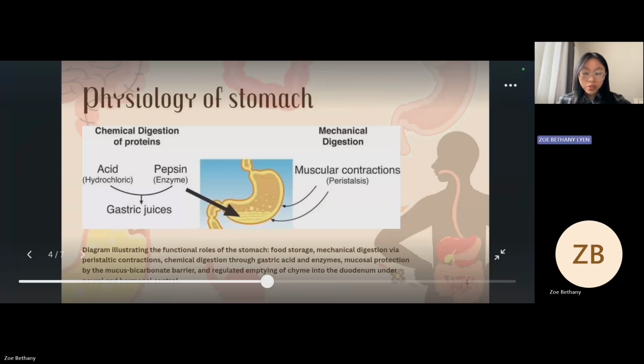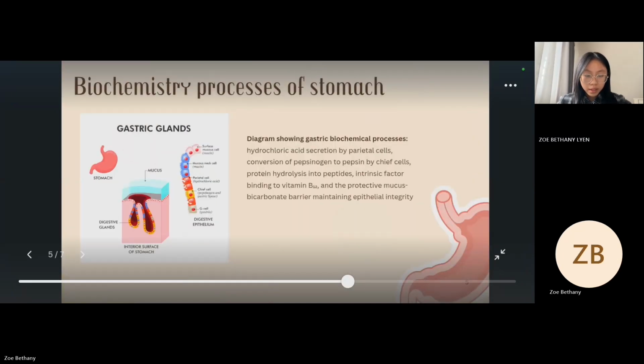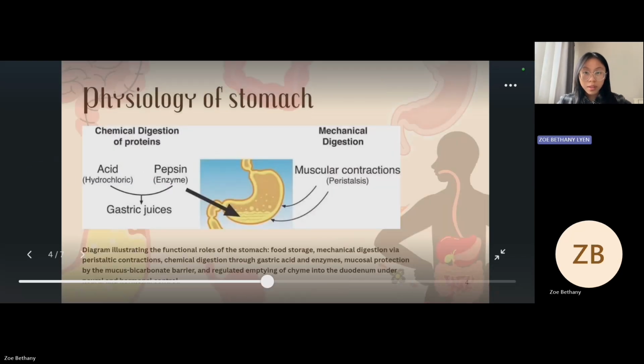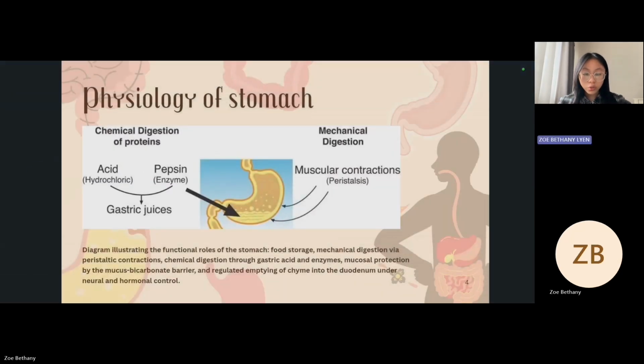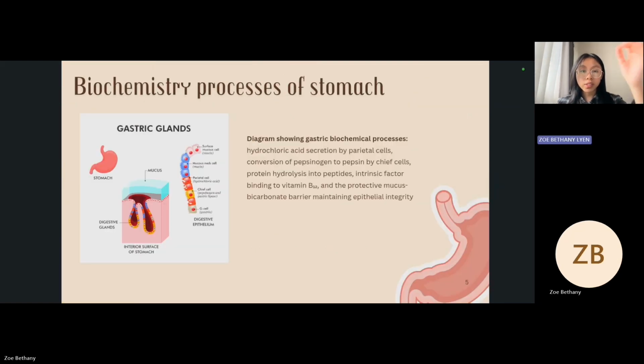Last but not least is the regulation of the emptying of chyme into the duodenum, under the neural and hormonal control. So the stomach activity is regulated by the neural and hormonal mechanisms, including the vagus nerve, gastrin, and somatostatin, which ensure digestion occurs in a controlled and balanced manner. So moving on is the biochemistry of the stomach.